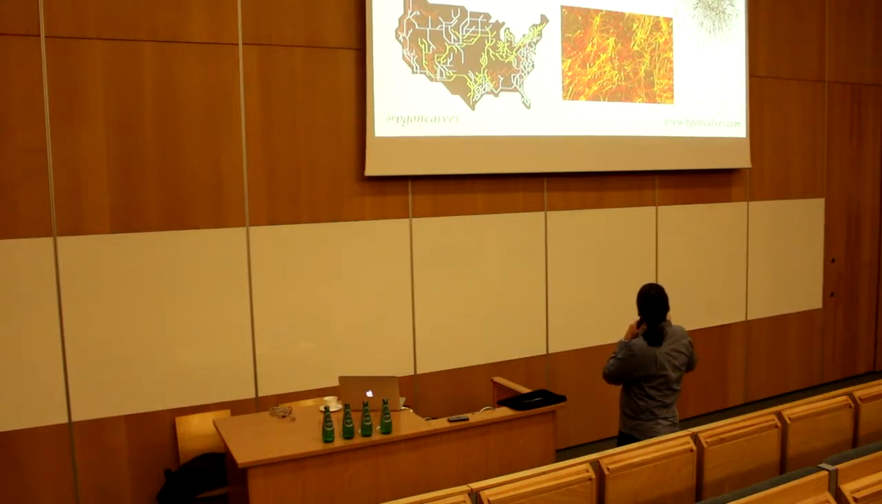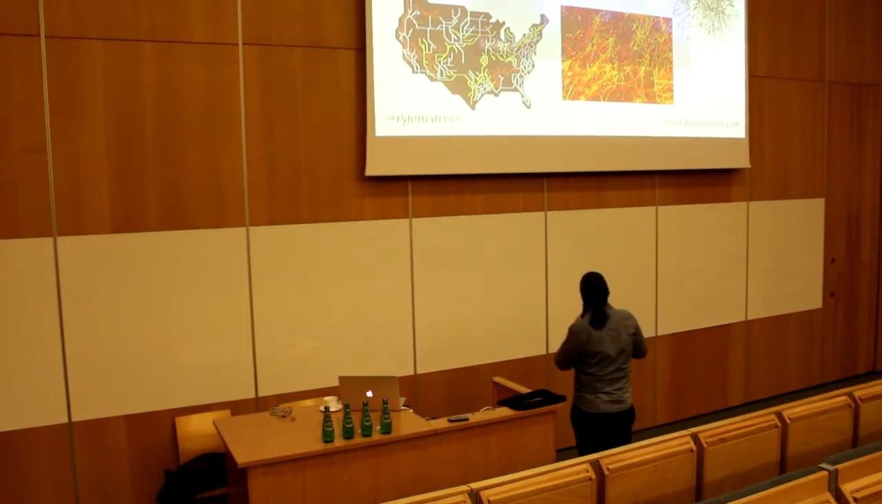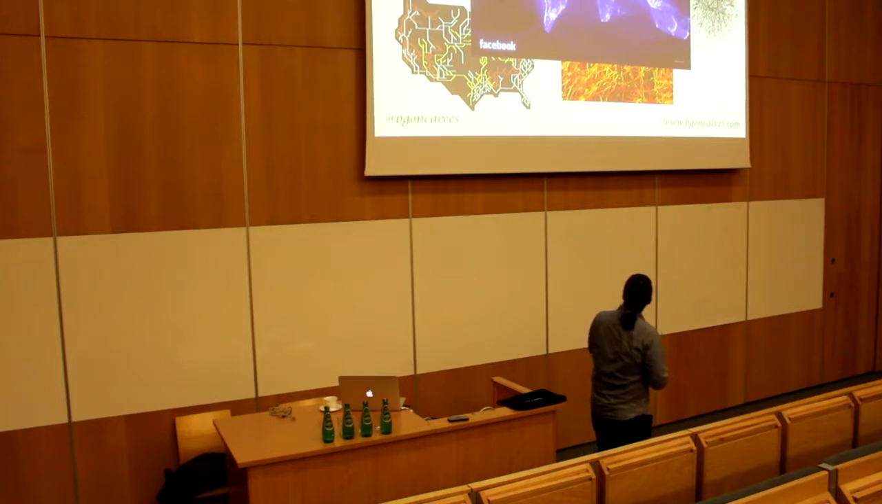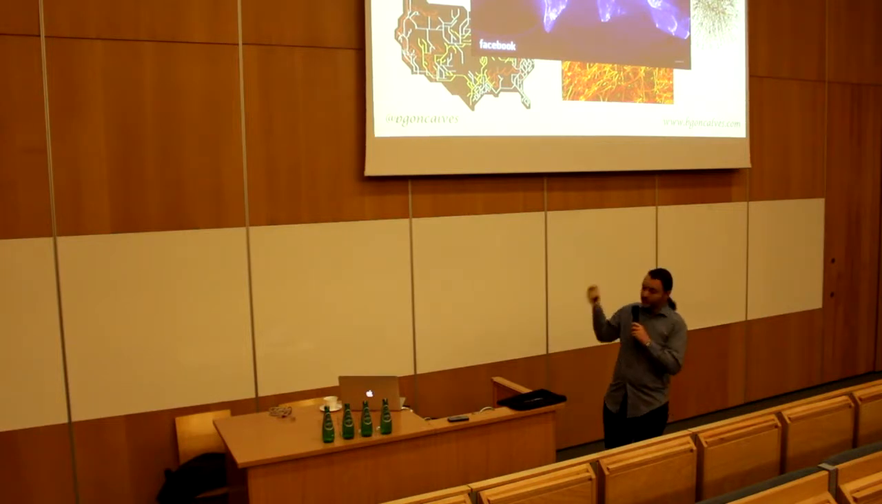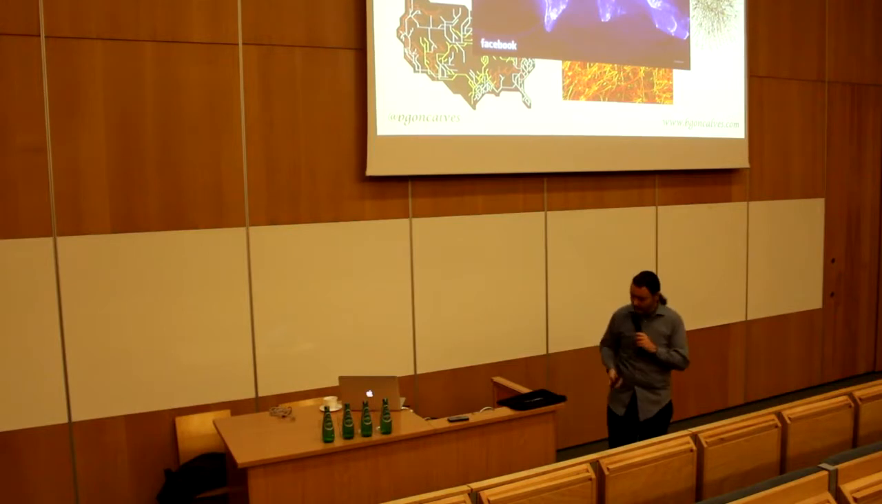Here you have the yeast interaction network. Here you have an actual neural network with actual neurons. And here you have the power grid network of the US. And of course, everybody's favorite, the social network of Facebook, where each node represents a person, and each link represents a connection between people.